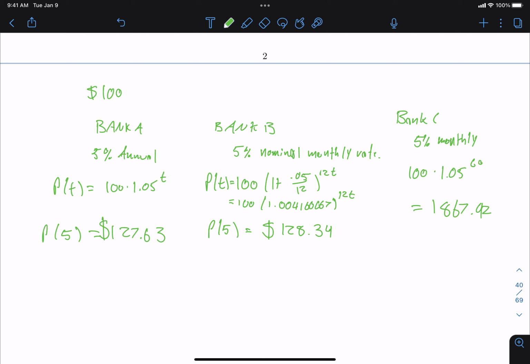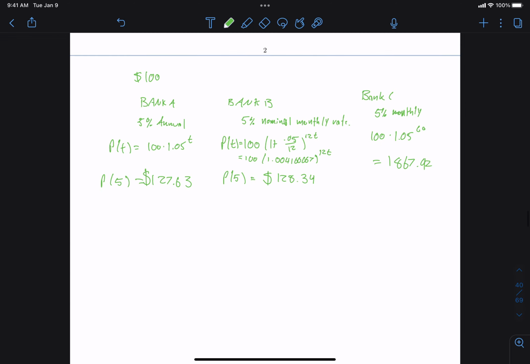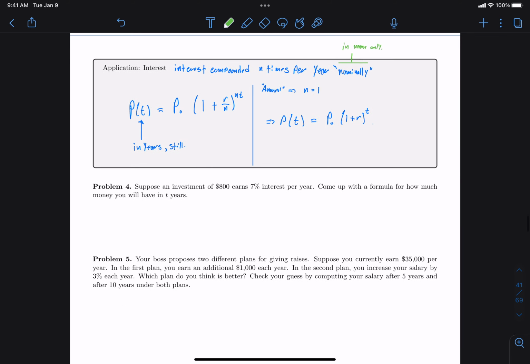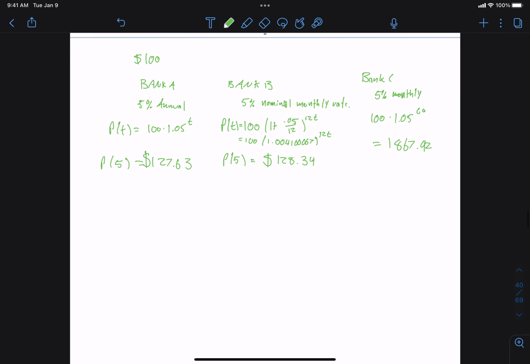Which one you pick is going to depend on whether you're borrowing or lending, which keeping your money in the bank is lending the bank your money. Okay? That's why they pay you to do it. All right? So that's nominal interest rates. Any questions on that?